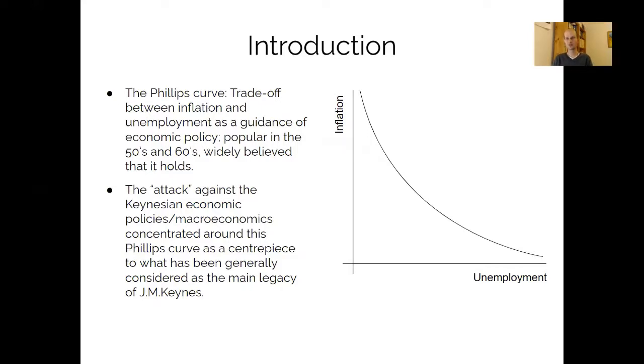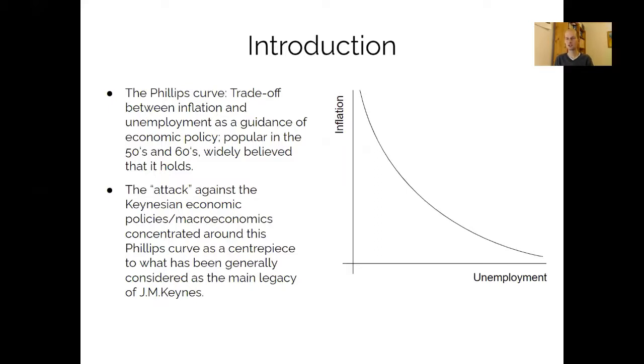Let me start with the Phillips curve. In fact, for a shift of a paradigm, what needs to be done is that one needs to attack the key concept of the previous theoretical framework. And the key concept of the theoretical framework of the 50s and 60s was for sure the Phillips curve as an empirical trade-off between inflation and unemployment.